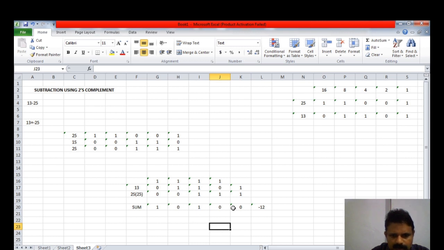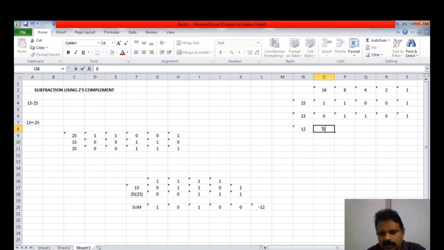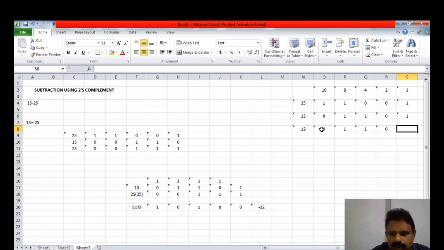So we got the result minus 12. Let us check whether it is correct or not. What is the pattern for 12? 12 is 0 1 1 0 0. What is the twos complement of 0 1 1 0 0? Its ones complement is 1 0 0 1 1.